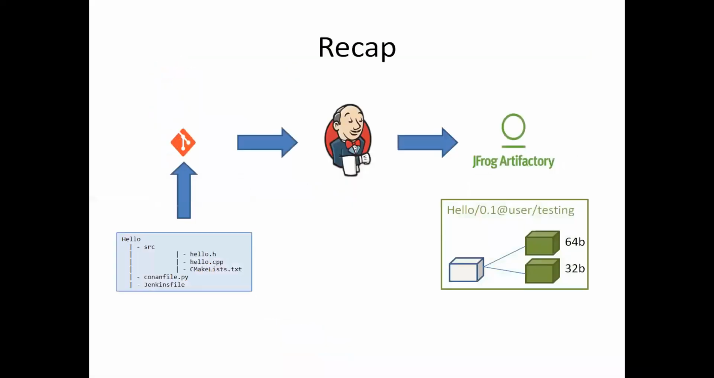So in summary, it is something like this. You do some changes to your source repo. You push them to Git. Git fires Jenkins job. Jenkins job will be building the packages and then uploading the packages to Artifactory.